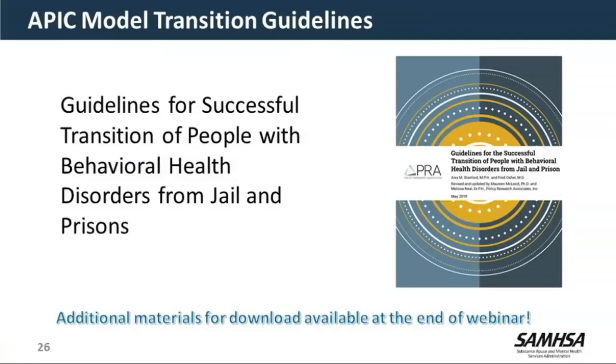There are several publications that have been put out on the APIC model and transition guidelines, the 10 guidelines that we're going to talk about here very briefly in the next few minutes. You see a publication up here entitled The Guidelines for Successful Transition of People with Behavioral Health Disorders from Jail and Prisons. First work done by Alex Blanford and Fred Osher with the Council of State Governments, and revised by Dr. Melissa Neal, who was just on earlier, as well as Dr. Maureen McLeod with Policy Research Associates. So we invite you to definitely take a look at this publication as well as some additional materials that will be available for download after this webinar.